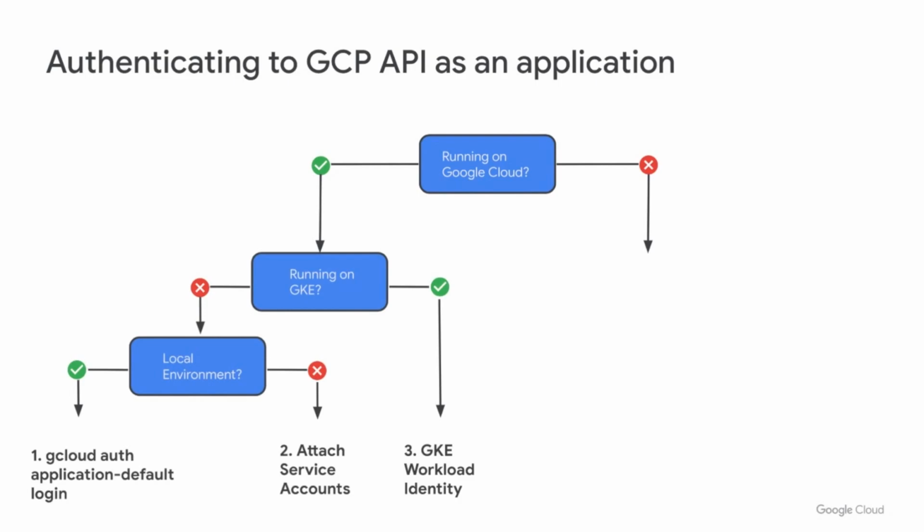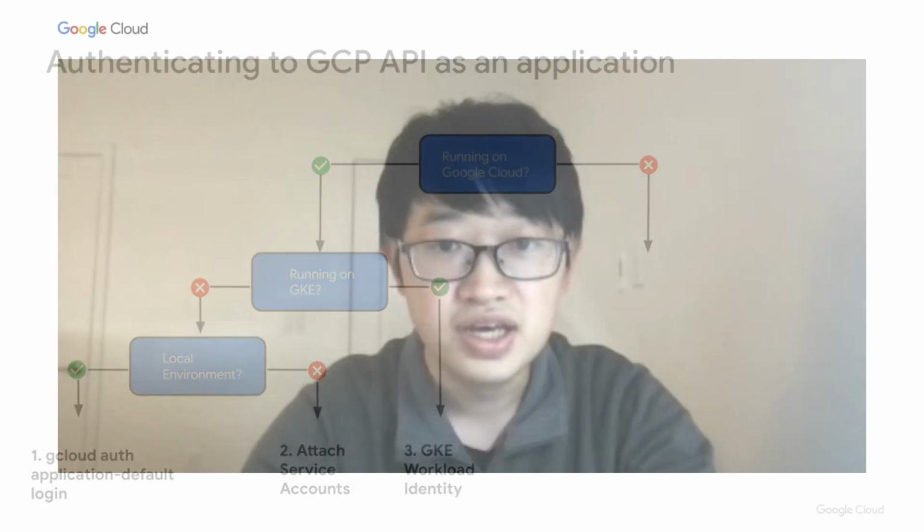If the application is running on Google Cloud, then you want to check, are you trying to run your application on GKE or outside of GKE? For GKE, there is a special feature called GKE Workload Identity, which is a simple way for you to federate in your Kubernetes service account to get a GCP access token. If it is not on GKE, then we have two methods. If you're doing development work in local environments, then we recommend gcloud auth application default login. While if it isn't running in a local environment, then we recommend attaching a service account directly to your compute or serverless instances on Google Cloud.